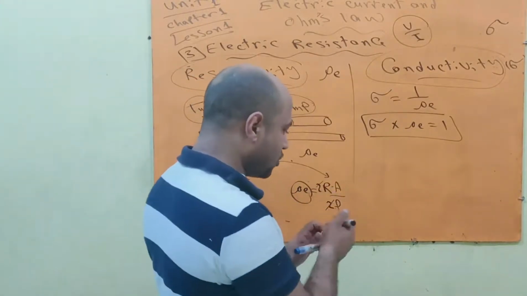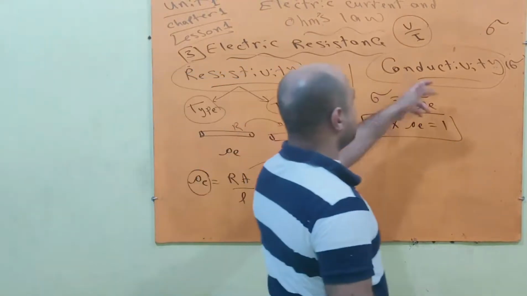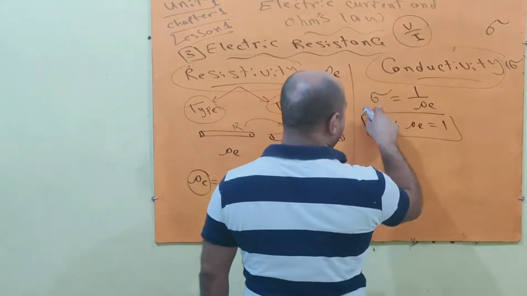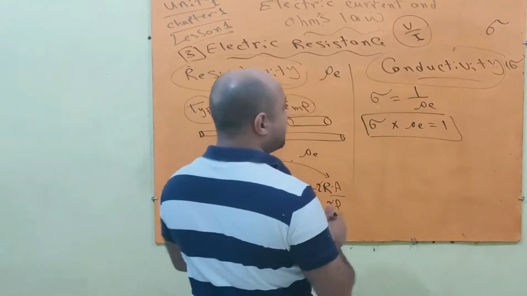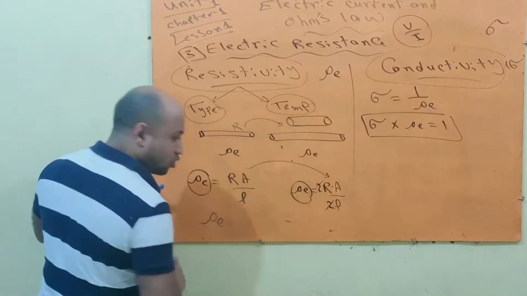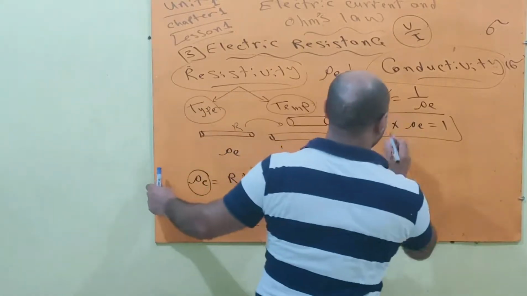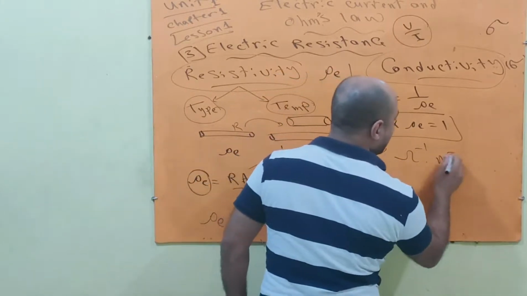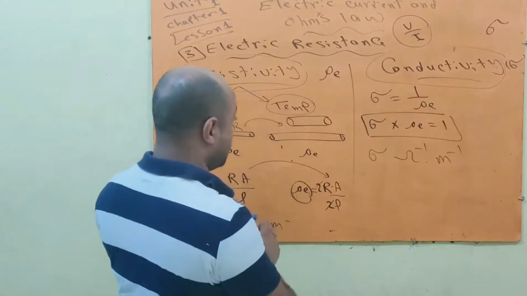Okay? Now we have resistivity and conductivity. The relation between resistivity and conductivity is that sigma equals the reciprocal of resistivity. Can you tell me the measuring unit of conductivity? We said that the measuring unit of resistivity is ohm meter. The measuring unit of conductivity is ohm power -1 meter power -1, because it equals the reciprocal of resistivity. Okay.